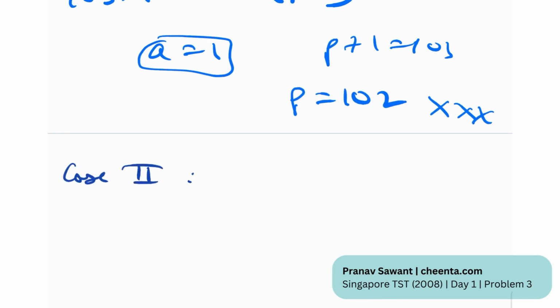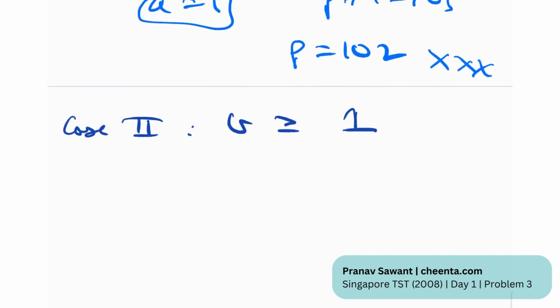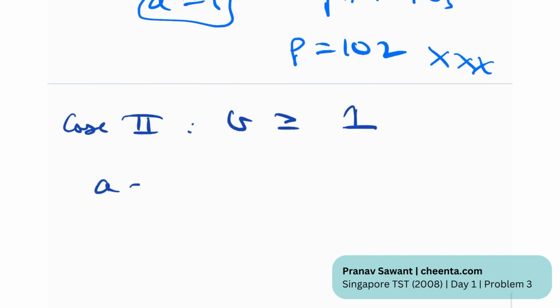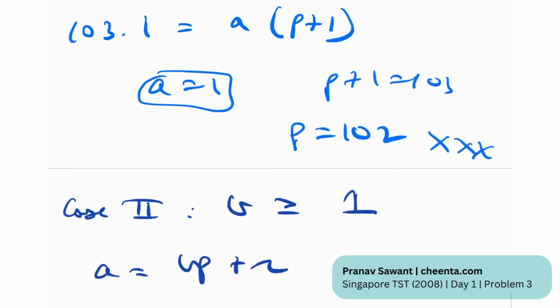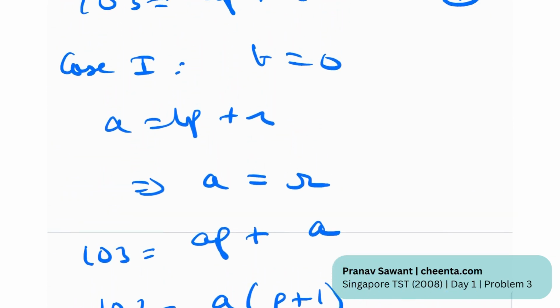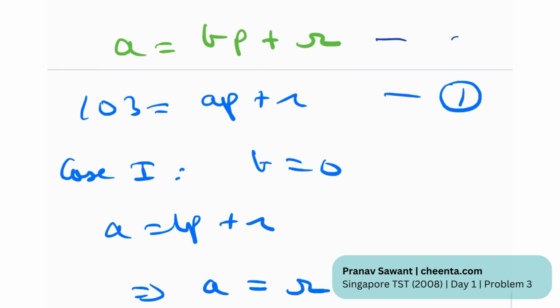You can take case 2. B is greater than or equal to 1, because obviously B has to be a natural number. And to remind you, A is equal to BP plus R, right? Let me just put that as equation number 2.